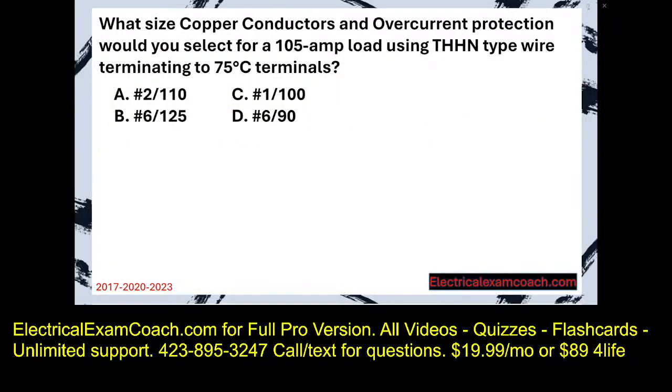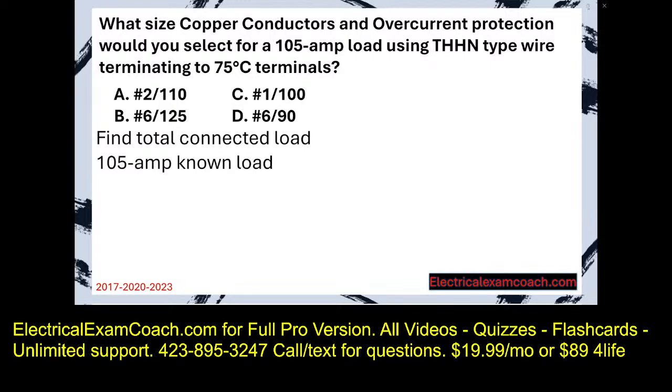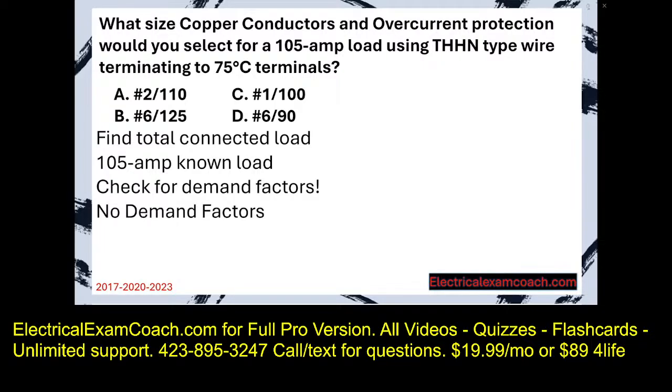Now, THHN type wire terminating to 75 degree C terminals. Step 1, we're going to find the total connected load. Our starting known load is 105 amps, but we must check for demand factors. It doesn't mention a specific type of equipment or for how many hours that it's running, so in this case, there are no demand factors. First thing we're going to do is size our overcurrent protective device. For that, we head to table 240.6(A) and choose the next standard size up.